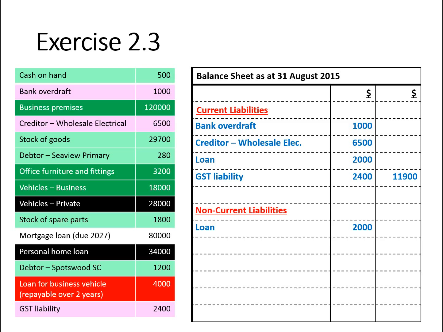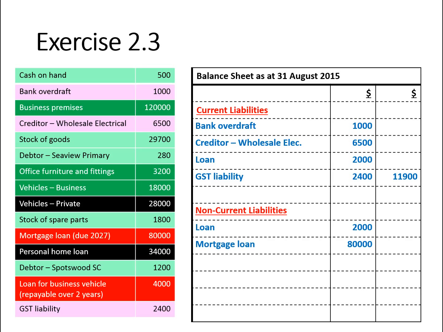But before that, we've actually got the loan for the business vehicle. Just remember that we have the $2,000 that's current, and we also have $2,000 that's non-current because it's due in that second year. And finally, we have the mortgage, which isn't due until 2027. We'll total them up. And just remember, we don't now need to total our liabilities. We leave them as is. We just have a total for current and a total for non-current without a combined total.